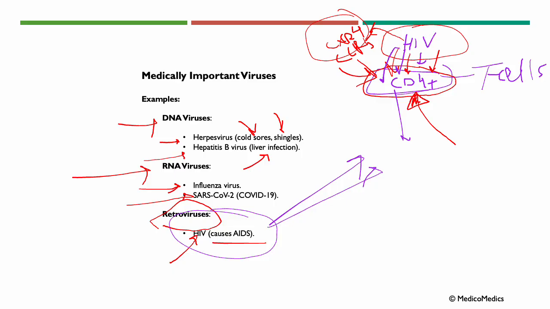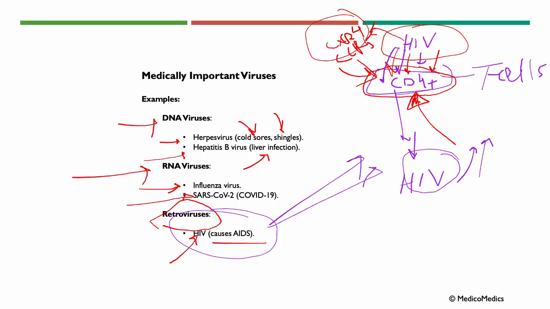Now, what happens then? So the integrated viral DNA now uses the host cell's machinery to produce new viral RNA and proteins. And these components then assemble into new HIV particles. And as HIV continues to replicate, it will damage and destroy infected CD4 T cells.